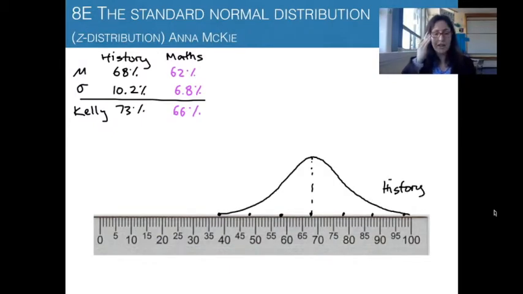So there's our history curve, and I'm going to do the same for maths. Maths has a mean of 62. I'm going to put a dot at 62 and a standard deviation of 6.8. So if I add on 6.8, I get 68.8, and I'm going to go on and do that for all of them now.